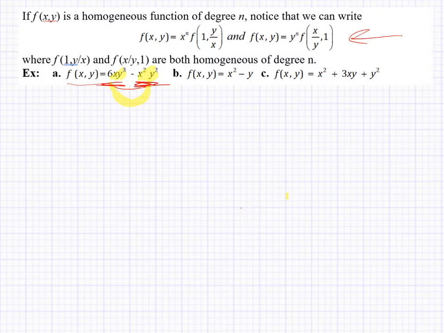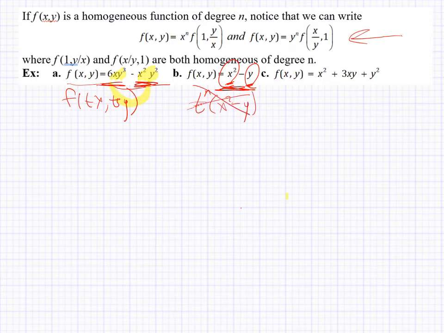And if you need to check it, find f of tx, ty. But I think we should be able to not have to go through all that. Look at the next one. Look at these two terms in this function. This one's degree 2, this one's degree 1. This isn't going to work out to be homogeneous because I'm not going to be able to pull out t to a power and just get x squared minus y. It's not going to happen. So that one's not homogeneous.